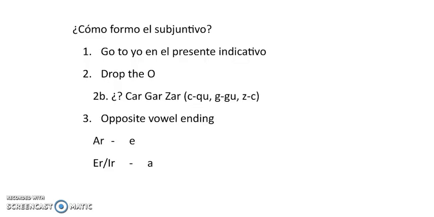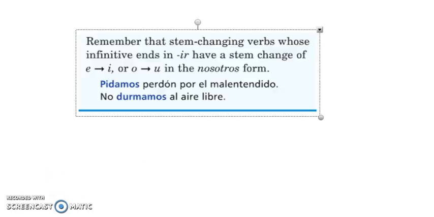So, since we're going to be using the subjunctive to form the nosotros commands, let's make sure we remember cómo formó el subjuntivo. Paso 1. Go to the yo, presente indicativo. Paso 2. Drop the o. Check for step 2b. Is it a car, gar, zar? If so, change the c to qu, change the g to gu, change the z to a c. Step 3. Opposite vowel ending. So ARs go to E. ER and IR verbs go to A. And that's how you form the subjunctive, and so that's how you're going to form the mandatos con nosotros.